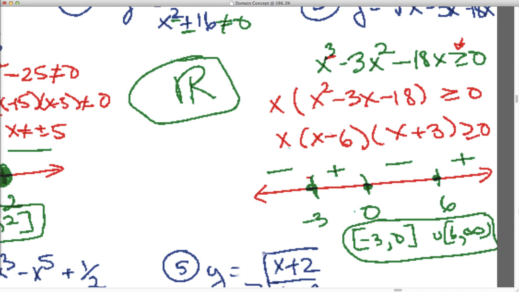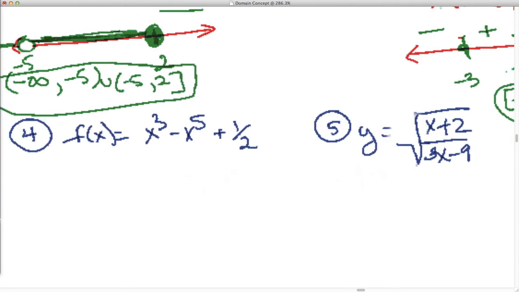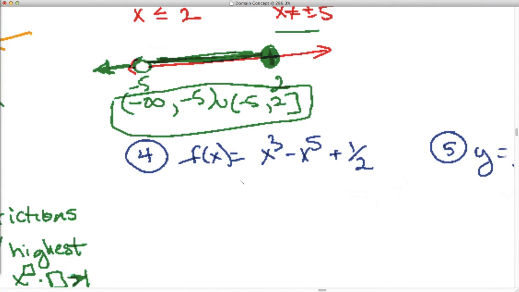Okay? Alright. On this next one, you would just write all real numbers. There's no denominators. There's no square roots. You might say this is a denominator. Well, that's a denominator with no x's. You need a variable there for it to be a problem.